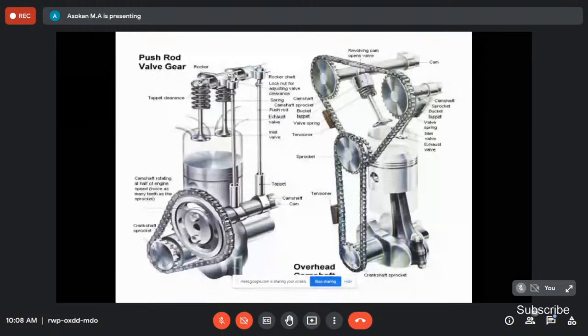This is the overhead valve system, with the camshaft and the crankshaft. The camshaft, you could put in the top of the piston, similar.